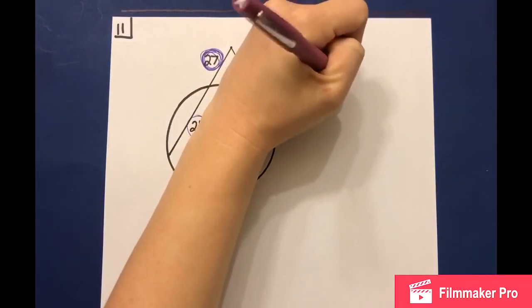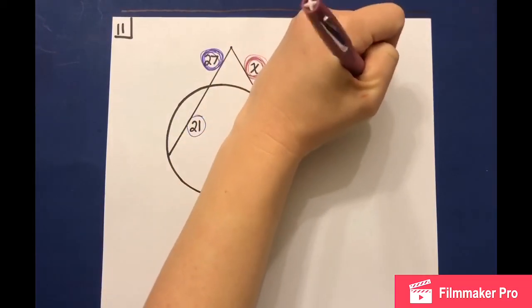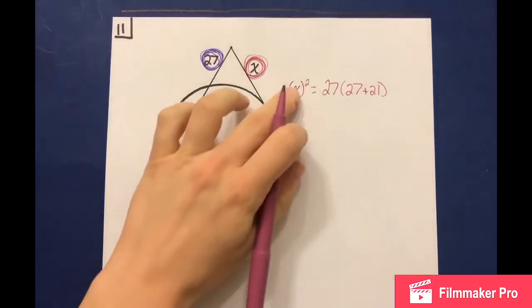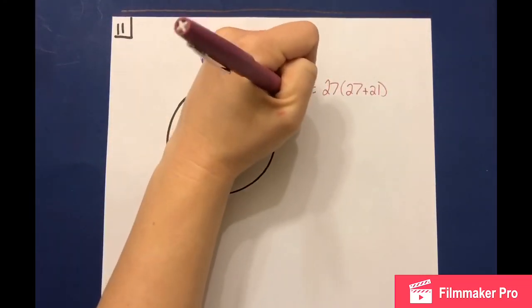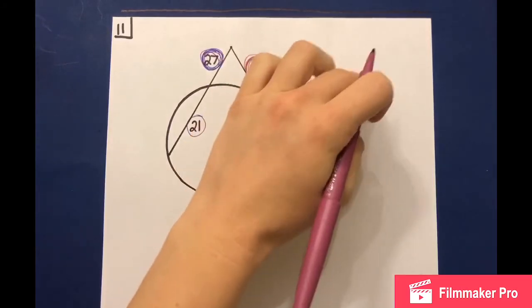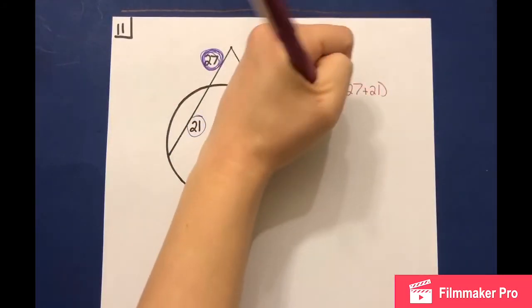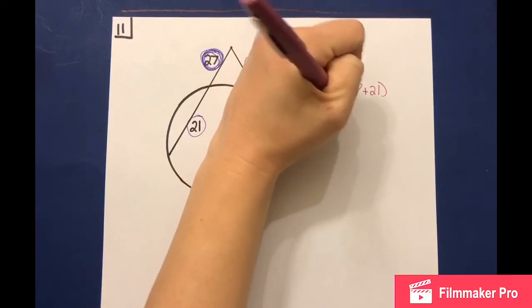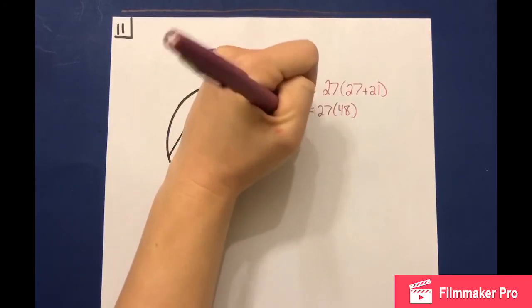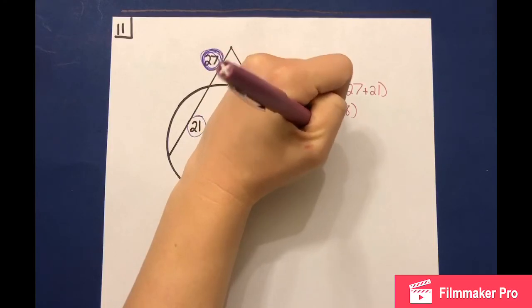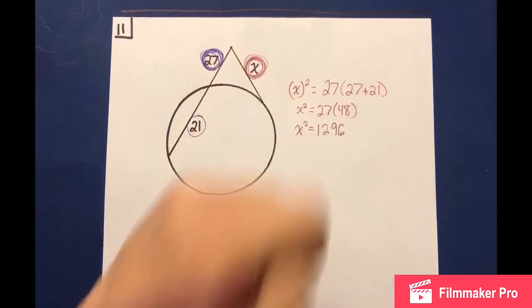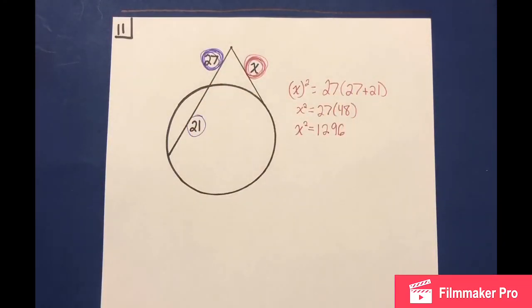I also get 27 plus 21. X squared is just x squared. Here, let's add these ones before we actually try distributing the 27. So I get 27 times 48. I get x squared equals 1296. Okay, so we want to get rid of the squared.